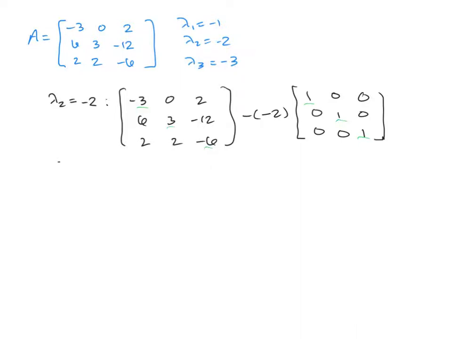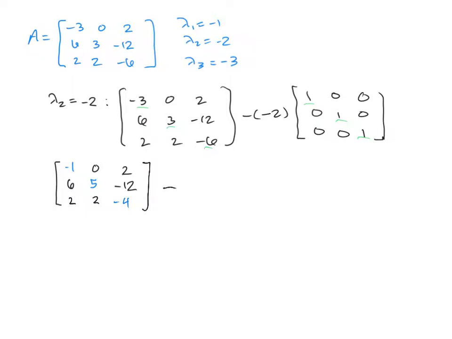So that matrix, when we go through, is going to be -3 plus 2 makes a -1. And then the other two numbers, of course, stay the same. So there's the 6. The 3 is now bumped up by 2, and that becomes a 5. And then the -12 stays the same. And then the 2 and the 2 stay the same. And the -6 bumped up by 2 now becomes a -4.